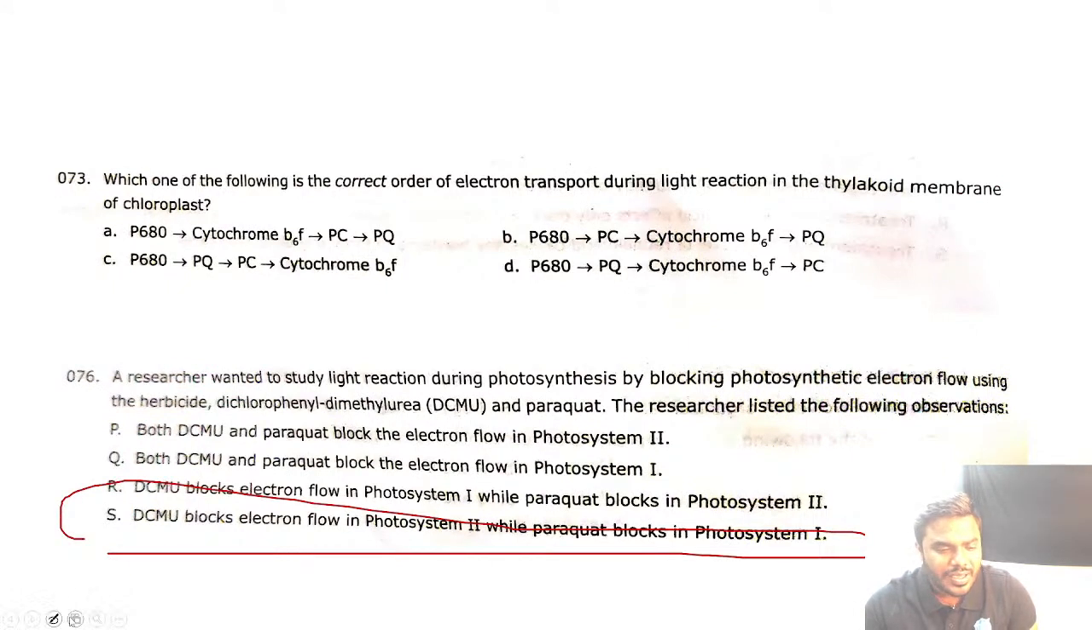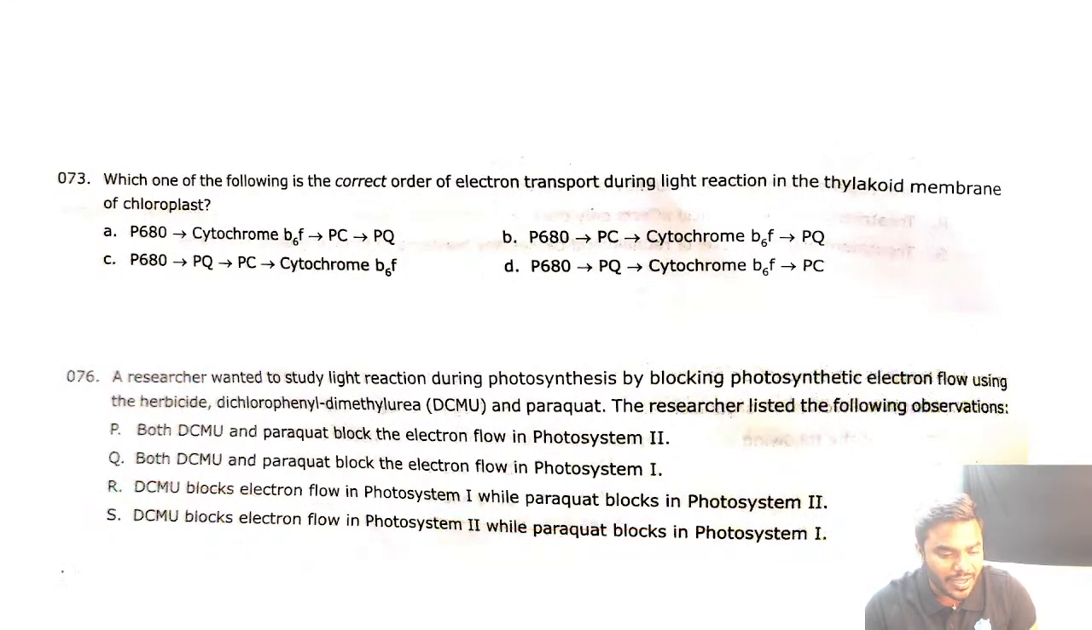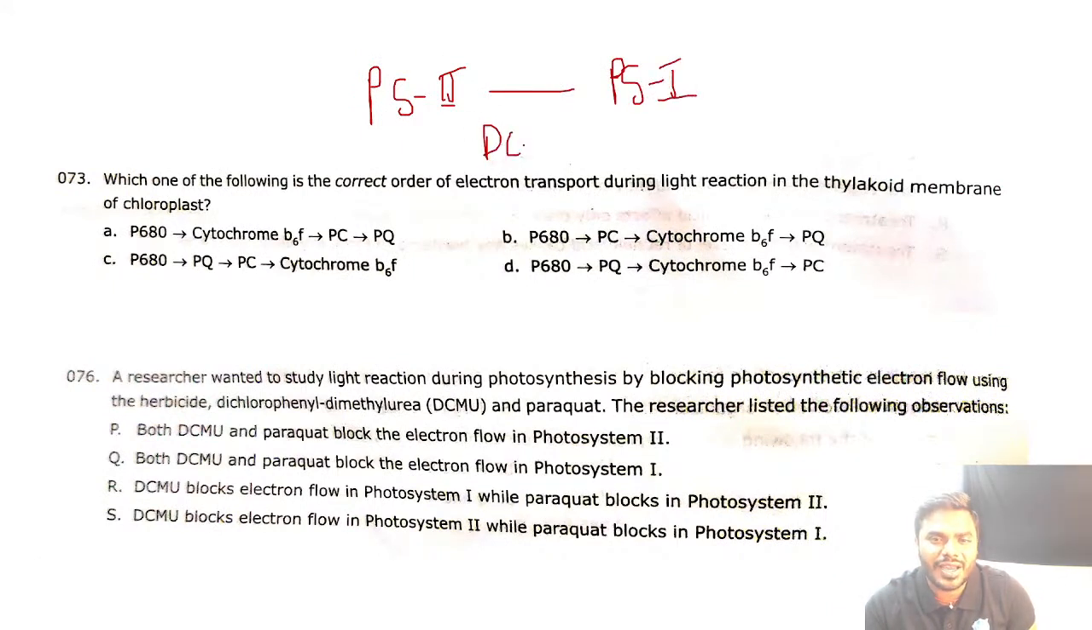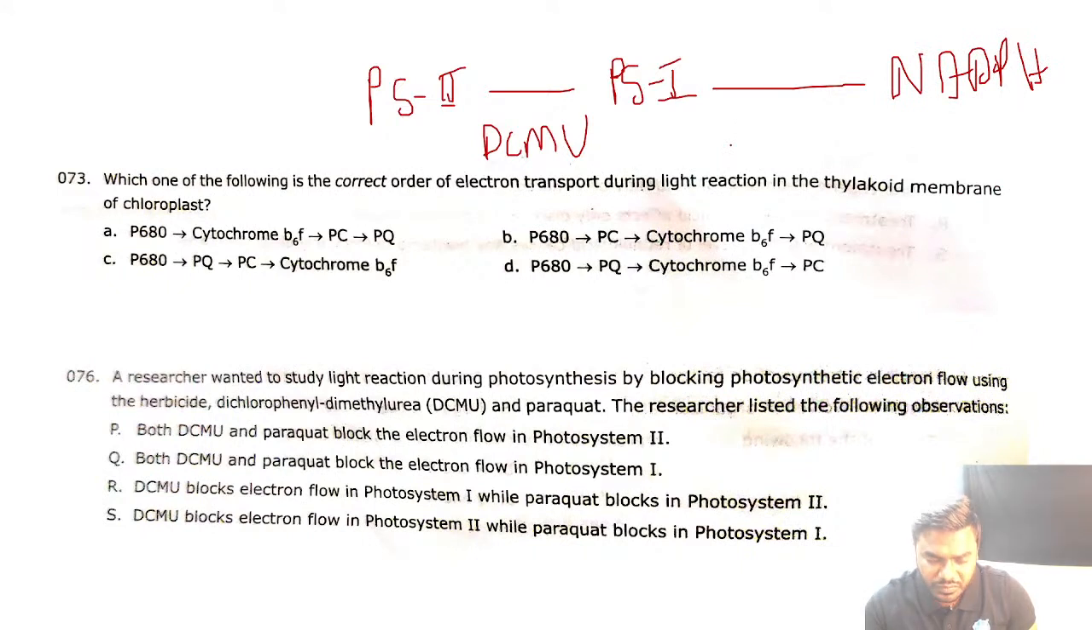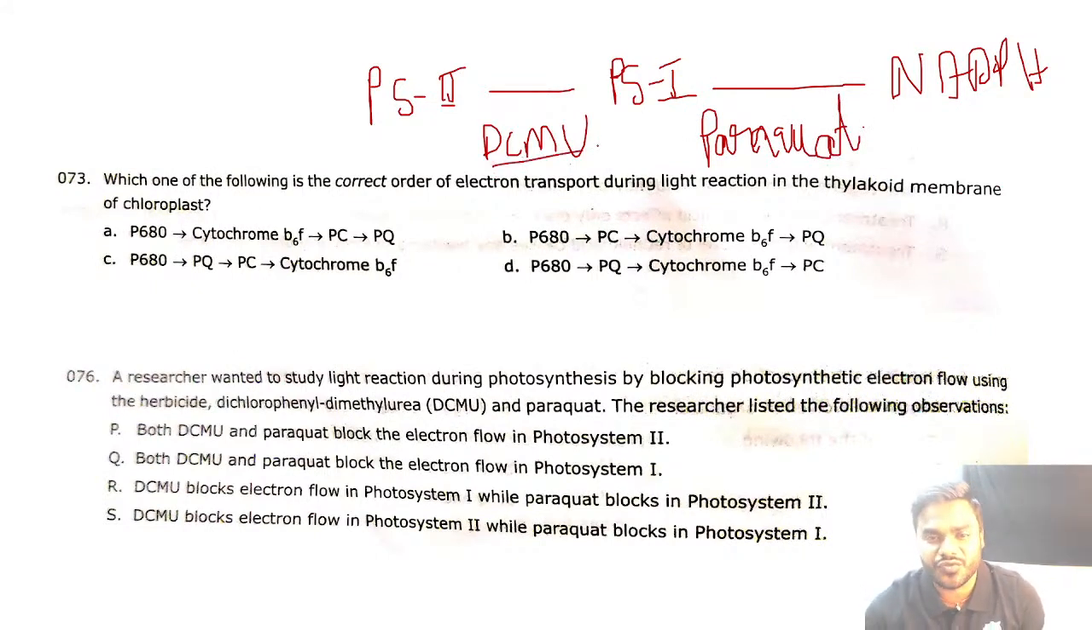Absolutely true. You don't even need to look at the other options, because I very clearly told you that from PS2 to PS1, the electrons are blocked by DCMU. When PS1 is involved in the production of NADPH, here the electron transport can be blocked by what, friends? Paraquat. Please kindly do not forget this, friends.